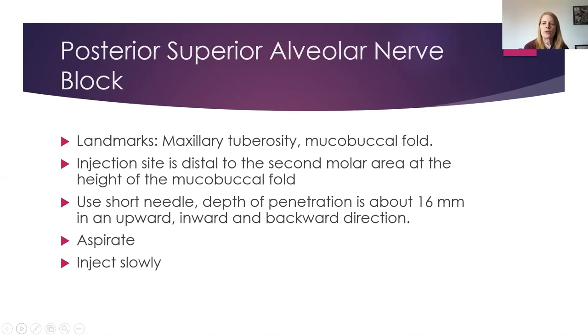We're going to aspirate three times. We are particularly concerned about the pterygoid plexus in this area. So it's very, very important to aspirate three times and be at that correct 45 degree angle to the mid-sagittal plane and 45 degree angle to the occlusal plane. And then we're going to inject slowly.